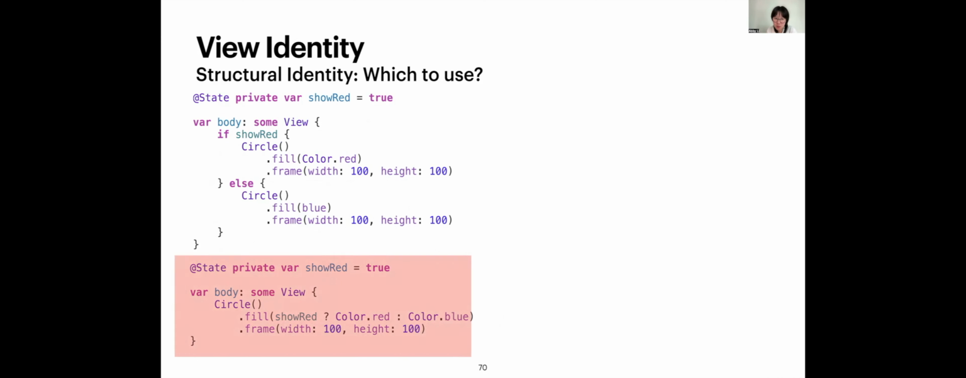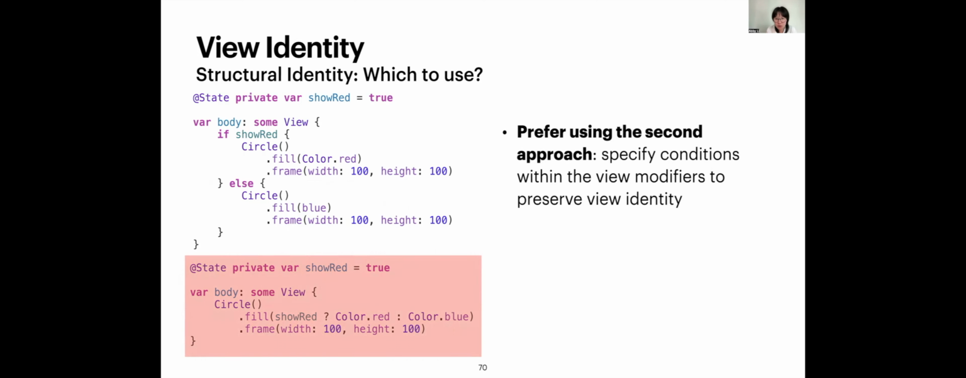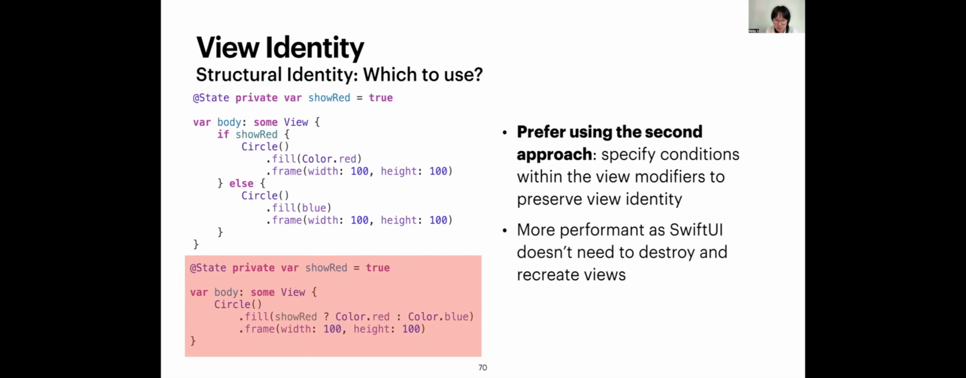So when possible, prefer the ternary operator approach over if-else for changing view properties. It preserves view identity, which is more performant because SwiftUI doesn't need to destroy and recreate views. Use if-else when you're actually showing completely different views, like login view versus authentication view.